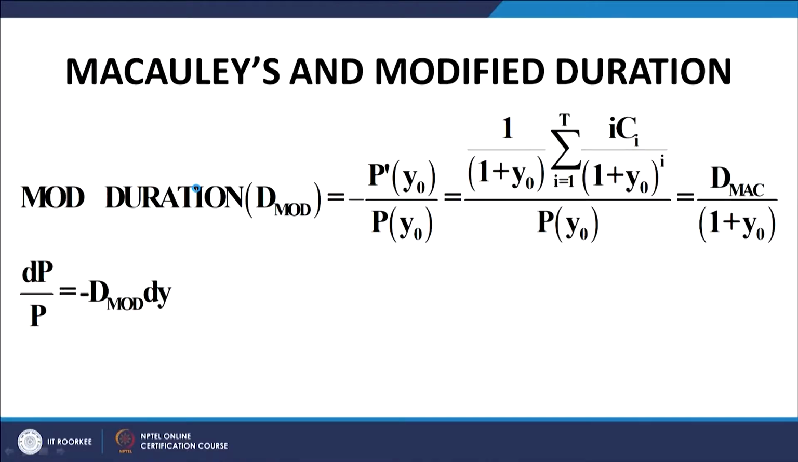There are other measures of price sensitivity, interest rate risk. We have talked about the DV01, the dollar value per basis point. We also have a concept called the modified duration. Modified duration is very similar to duration, except for the fact that it absorbs the factor 1 plus y0 within the definition of duration itself. In other words, it is given by the Macaulay duration divided by 1 plus y0. So, in terms of modified duration we can write the percentage price change as minus D_mod into dy.